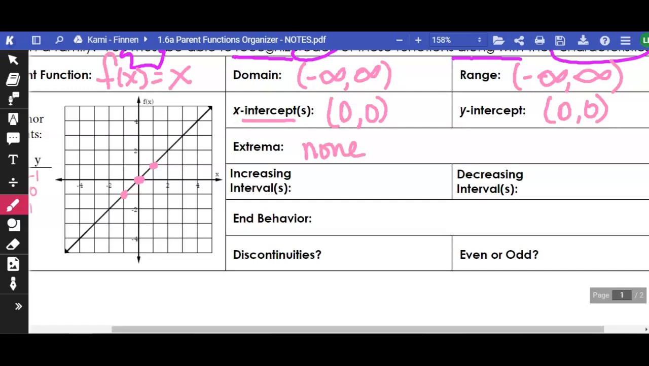Okay, increasing. Remember, that's talking about our y values. Our y values, starting out when x is at negative infinity, our y values increase forever. So our increasing interval is negative infinity to infinity.